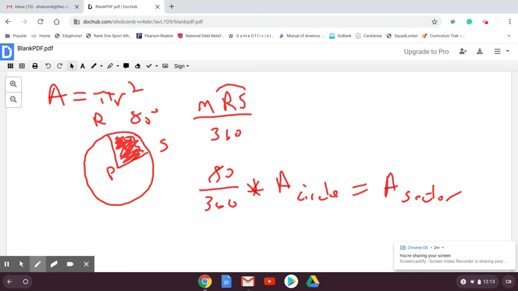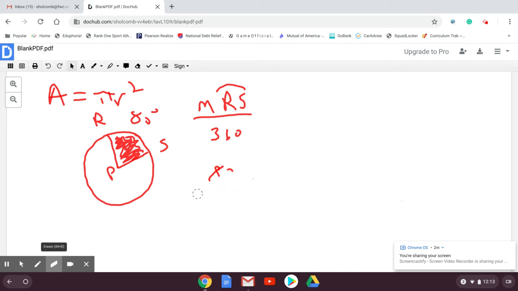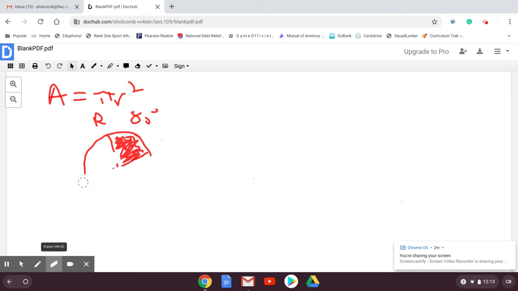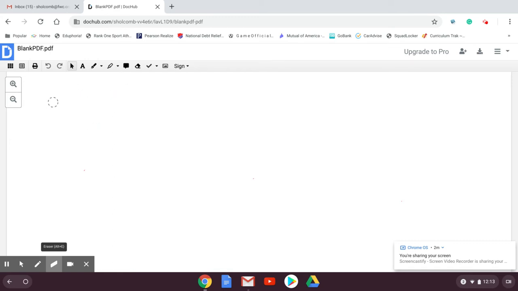All right, let me erase that and we'll do a problem. Hopefully it will make a little bit more sense. Again, you just need the ratio of the arc that forms the sector over 360. And then you're basically going to cut the pie piece by that ratio. That's what sectors are.